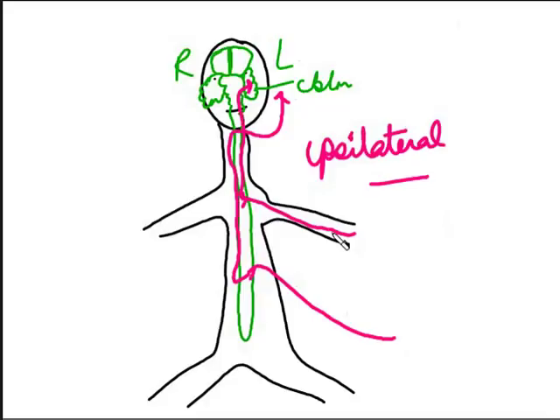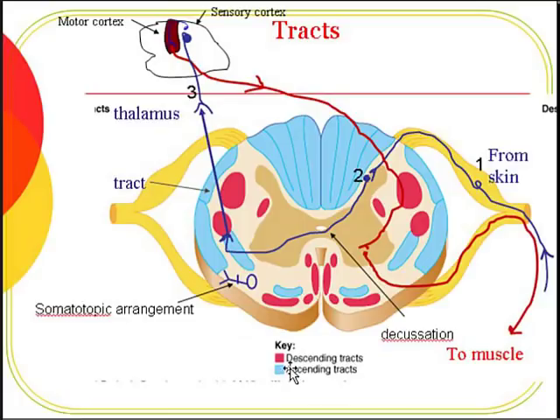So let's go back to our tracks up here. In this image, what I'm trying to show you are all these tracks. You can see here, this is an ascending fiber, so it's from the skin. Let's say it's a pinprick on the thumb. So the fiber will begin, it will have its cell body here. This is the first cell body, first neuron, which comes in through the dorsal root, and this cell body is in the dorsal root ganglion.